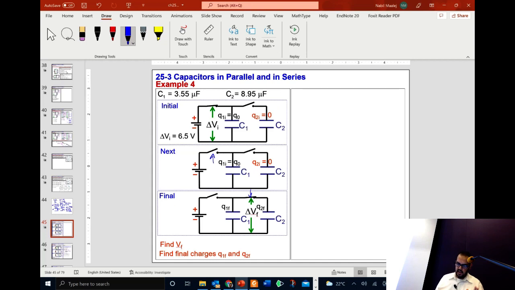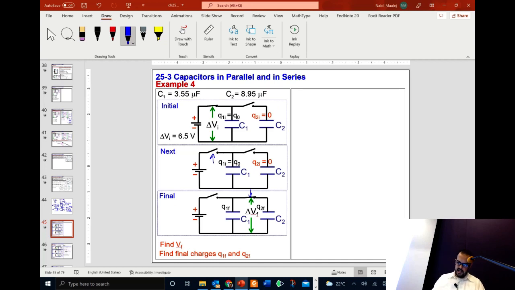So originally there was a charge Q1 initial and there was no charge on capacitor C2. But then when we disconnect the battery and we connect the capacitors together, the charge will redistribute and we will have charge Q1 final and Q2 final.